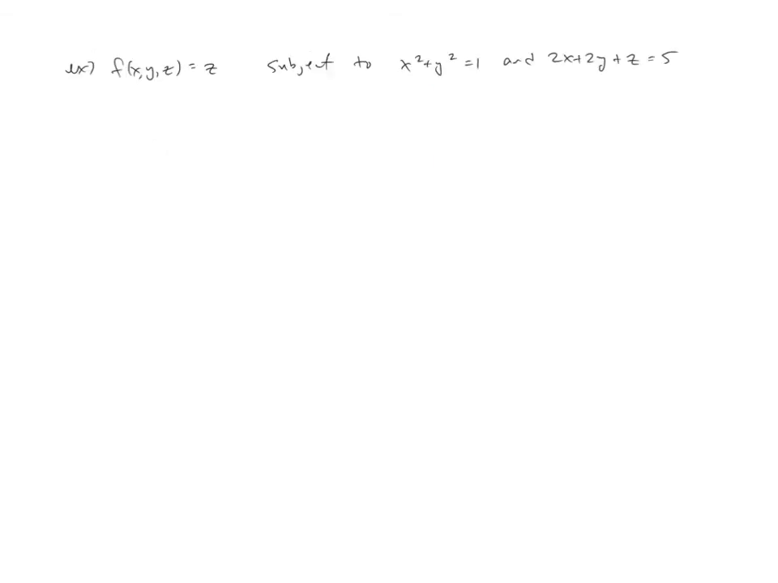Okay, so we are going to be looking at this function right here, subject to these constraints right here. Now, once again, I would probably go ahead and rewrite these. This guy I might call g of x, y, z equals x squared plus y squared minus 1 equals 0. And then the other one, h of x, y, z, would be 2x plus 2y plus z minus 5 equals 0.